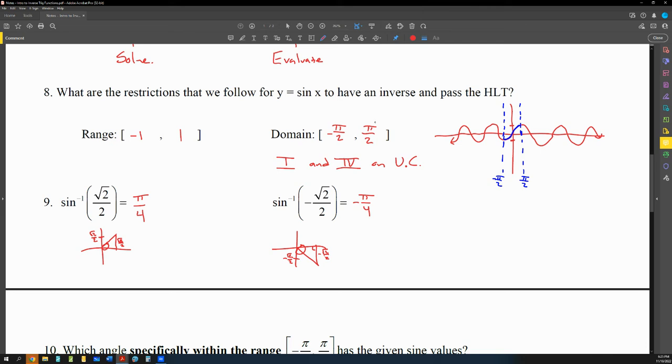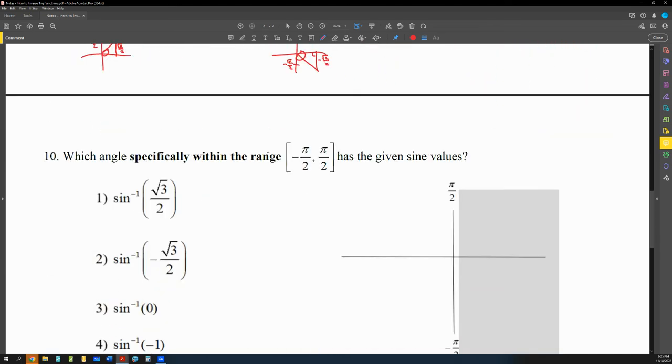Double check that your answers are within the domain here. So these are the domain and range of the inverse sine. Okay? So go ahead and flip the page.